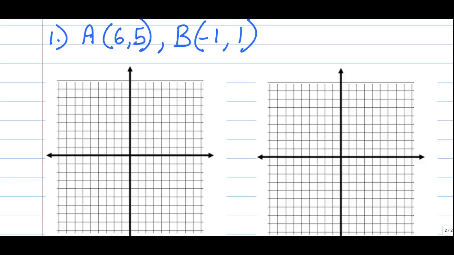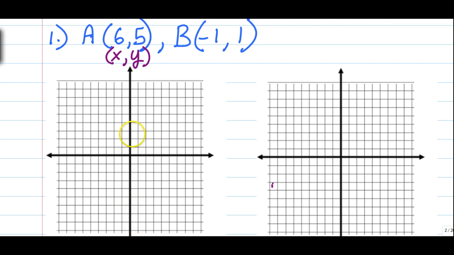Point A, we're given the ordered pair 6, 5. The 6 represents the point along the x-axis, and the 5 indicates where we'll move along the y-axis. The x-axis moves horizontal from left to right, and the y-axis moves up and down in the vertical.